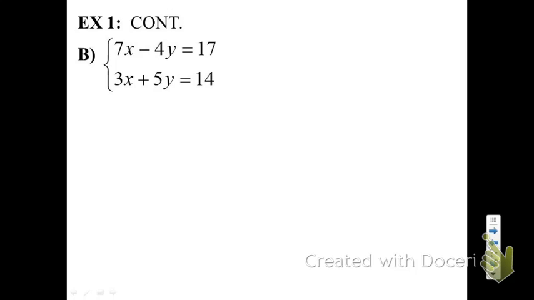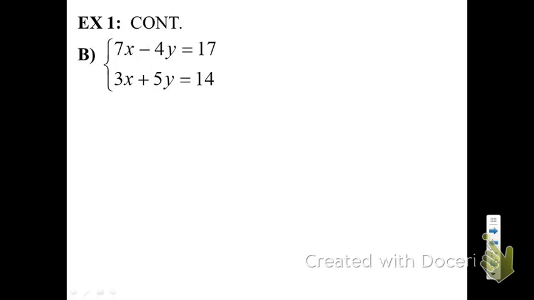Okay, here's your second problem. This one, it's a little bit harder to determine which ones we want to make the same. We could either make the x's the same, we have some work to do, or the y's the same. But since both of them are different, I would actually look at the signs and say, because these signs are opposite, I want to create the y's to be the same.